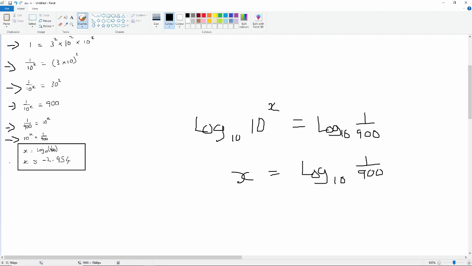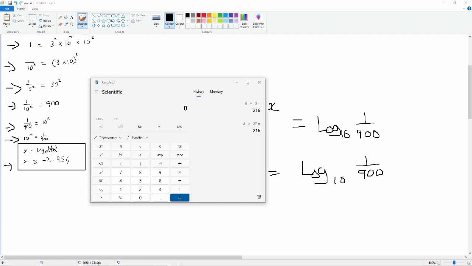And the final step to get x is approximately equal to minus 2.954, that's just plugging the number into a calculator. It's simple. So we take 1 divided by 900 equals, and then we find the log to base 10, which is just using the log button on the calculator, not the ln, the log. And that gives us minus 2.954 to 3 decimal places, or 4 significant figures.